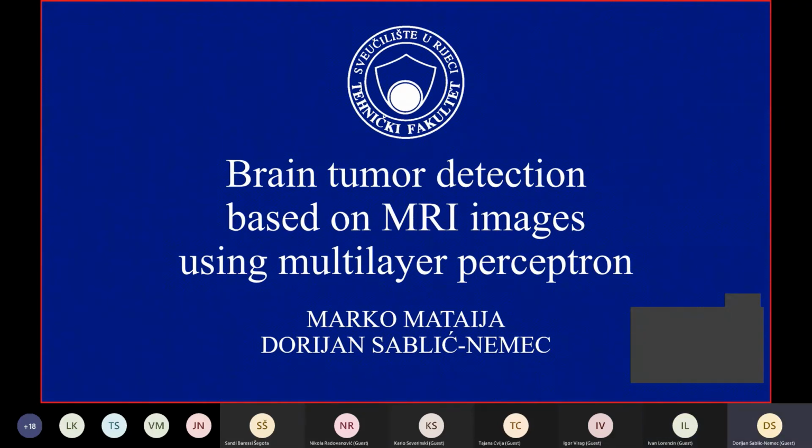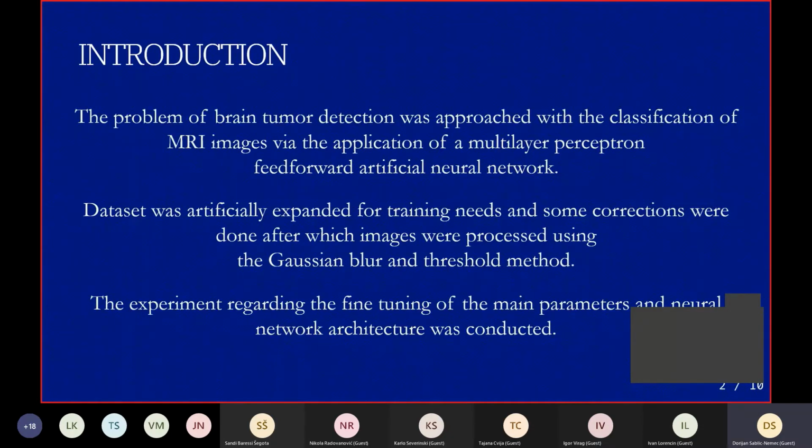First of all, greetings to all participants. I am Dorian Sablic-Nemec, and I will be presenting an article done by Marko Mataja and I. The subject of this article is brain tumor detection based on MRI images using multi-layer Perceptron. We approached this problem with implementation of scikit-learn's MLP classifier function and tuning of its main parameters and architecture.